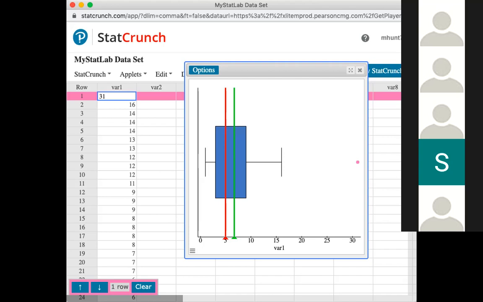It's skewed to the, where's the high outlier? It's on what side? Right. The right. It's on the right side of the box. It's skewed to the right.